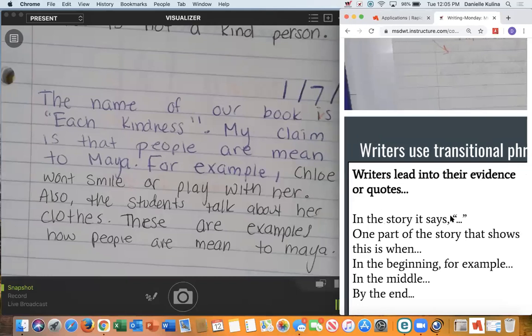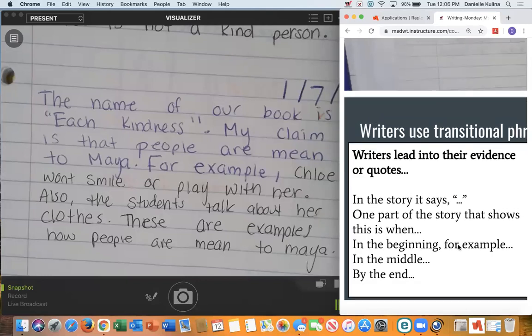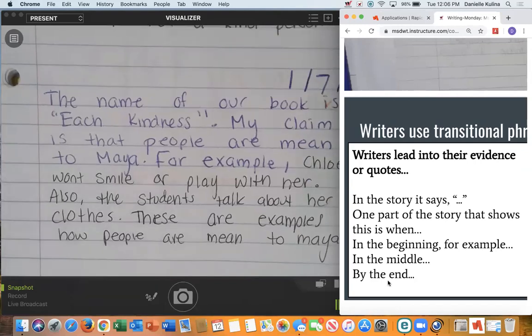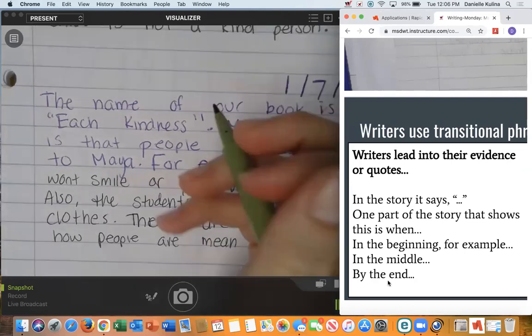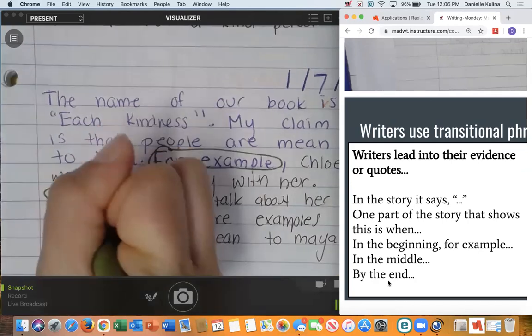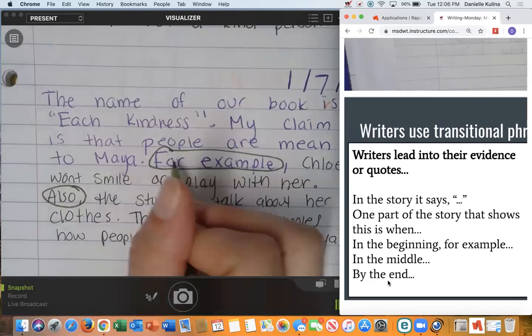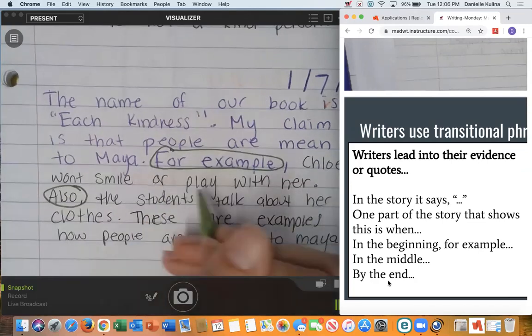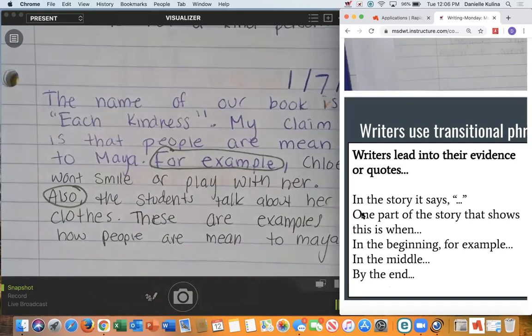In the story it says, one part of the story that shows this is when, in the beginning, for example, in the middle, by the end. All we are doing when I say transitional phrases is that we are replacing these two phrases, for example, and also. So instead of writing, for example, Chloe won't smile or play with her, we're going to say one part of the story that shows this is when Chloe won't smile with her. In the beginning, for example, Chloe won't smile or play with her.